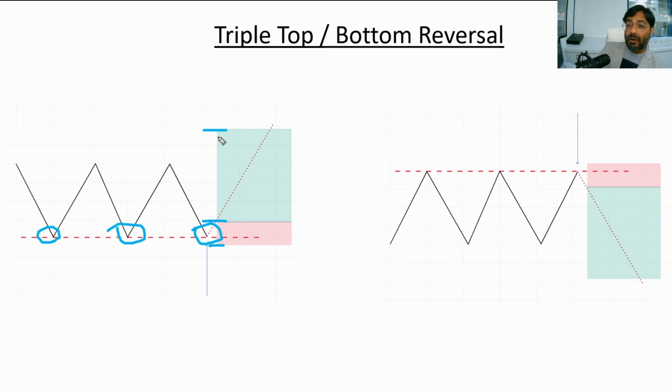So the triple top I have explained to you. Let's learn about the triple bottom. So there is a resistance here. This one is getting tested again and again and again. It's quite simple to understand, right? I don't think anybody will have any issues understanding this.